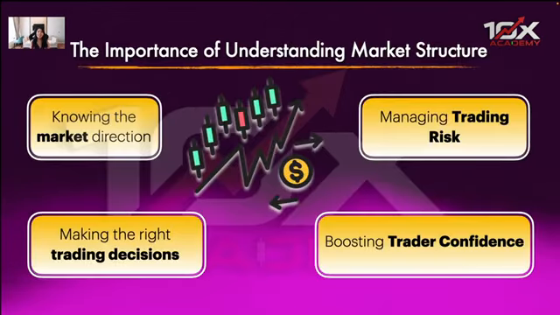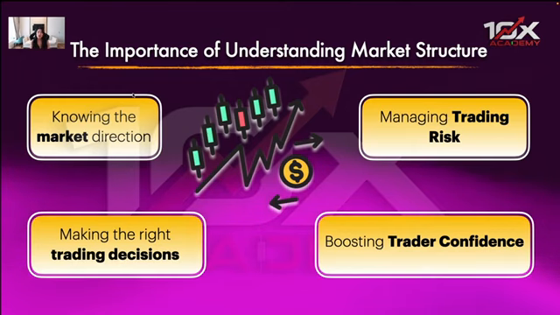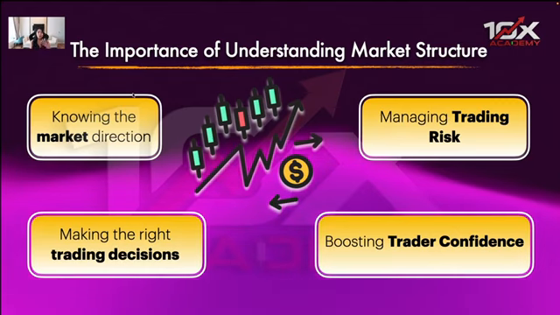Last but not least, understanding market structure is so important and crucial in forex trading for several key reasons. One of the main reasons is knowing the market direction. Okay, so market structure helps traders to identify whether the market is doing an uptrend, downtrend, or consolidating. Okay, so of course, as traders, once we understand the market structure, we see the price is doing an uptrend, we see the market is doing an uptrend.